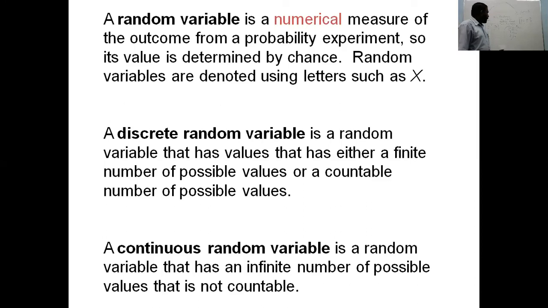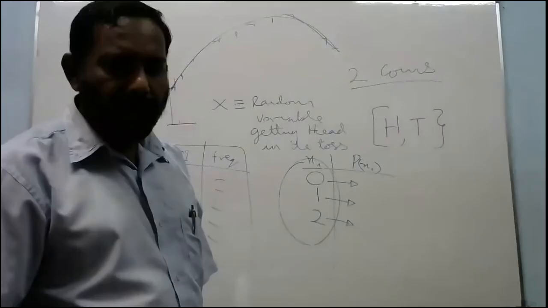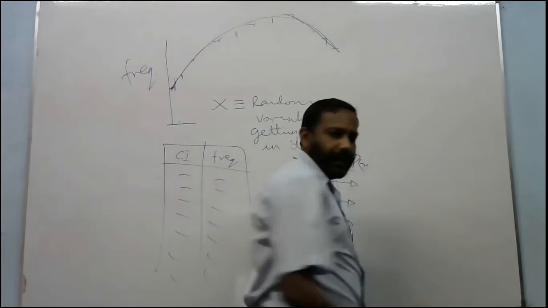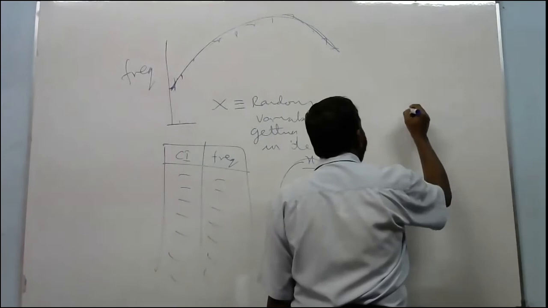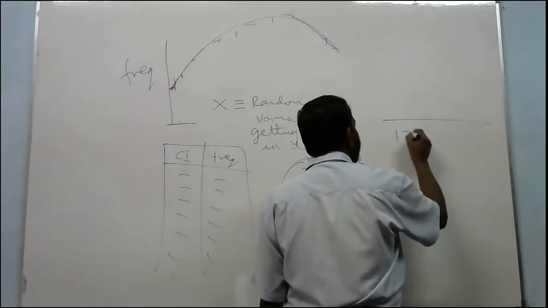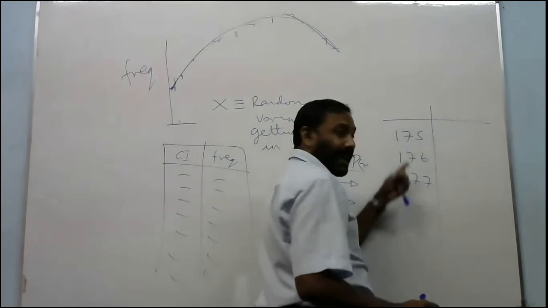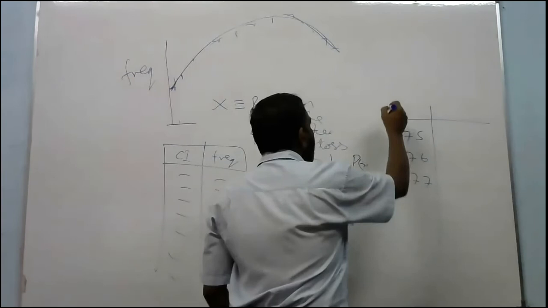The continuous random variable is slightly different. All right? I'll take another example for a continuous random variable. It is a random variable that has an infinite number of possible values that is not countable. So you have the notes. Let's take height. The height of our students, we have put into different categories: 175, right? 176, 177. These are the heights. We have some values above. Don't worry about that. I just put, this is height in centimeters.